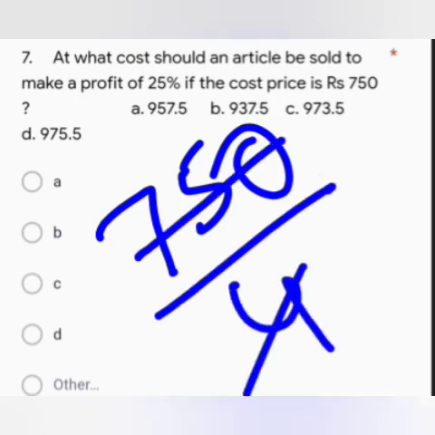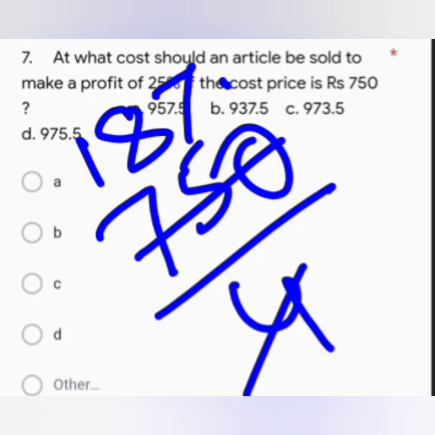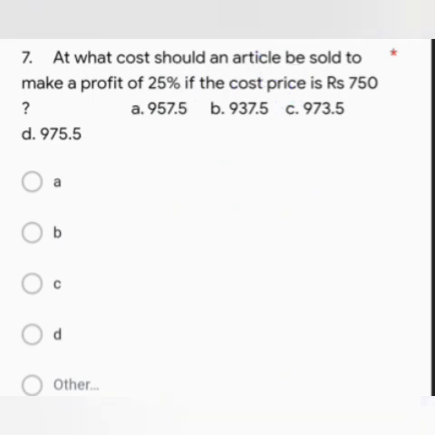4 ones are 4. Left with 3. 35. 4 8s are 32. 30. 4 7s are 28. And 20 is there. So 4 5s are 20. You have 187.5. Isn't it? 187.5. So what is your gain?